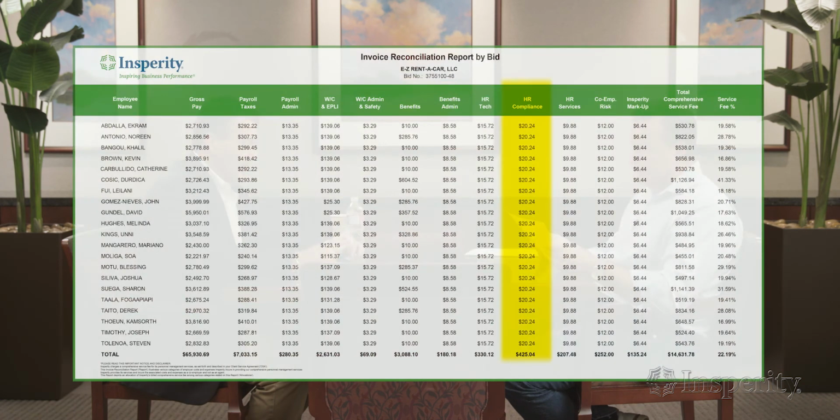Okay, that's great. The next area is the HR compliance. So this is another portion of the administration fee that we charge, and it's $20.24 per payroll per employee, as you can see on here. Yep. This would cover the costs associated with the folks that keep you and our other customers out of trouble. So this would be legal, compliance, EEO group, our Section 125 non-discrimination testing group.